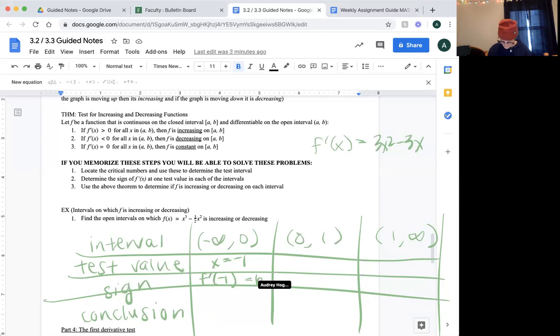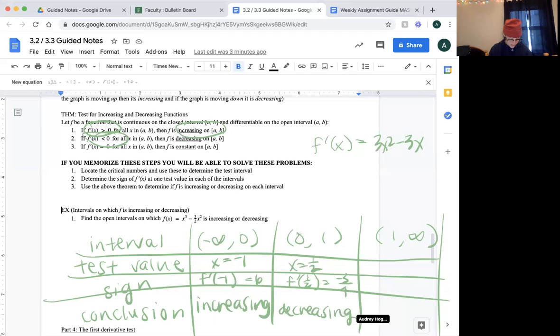And so since it is positive, I can conclude that f prime of x is greater than 0, therefore my function is increasing, okay? Between 0 and 1, I'm going to pick x equal to 1/2. When I plug in 1/2 to my derivative, f prime of 1/2 is equal to negative 3/4. Since f prime of x is less than 0, I can conclude that my function is decreasing. And then finally, we have 1 to infinity. I'm going to choose x equals 2 as my test value. F prime of 2, when I plug that into my derivative, I get positive 6. So I'm back to increasing.